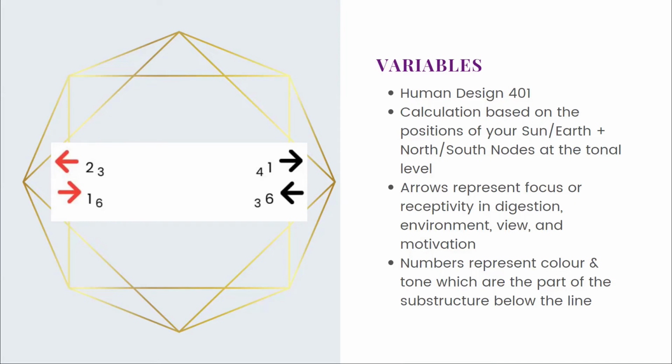So these numbers represent the color and tone, which are part of the substructure that are below the line. And this is where it's really important to have your exact birth time because there's only 3 to 5 minute intervals where these numbers can change. Again, this is advanced information. So if you're just starting out, don't worry about diving into it yet.